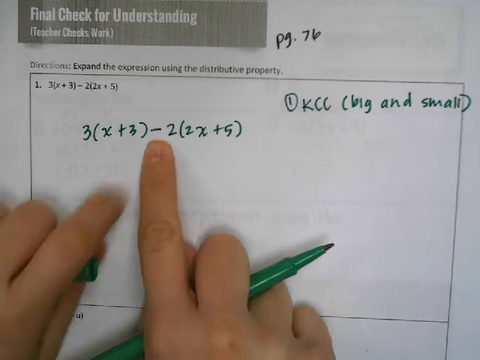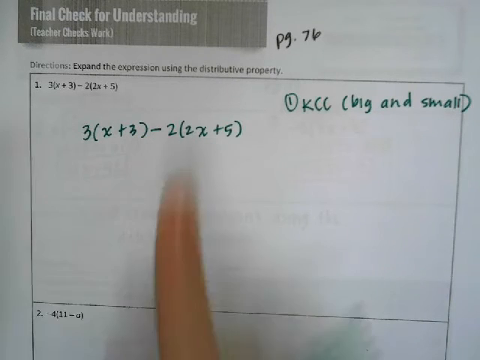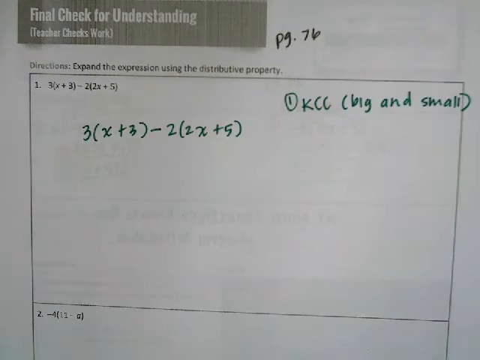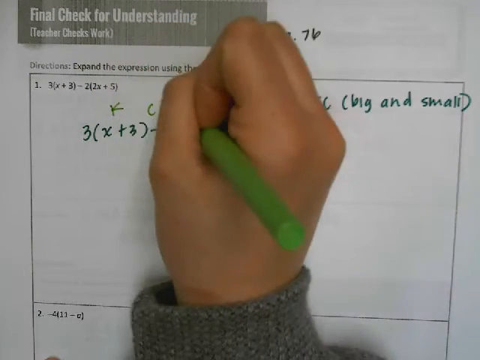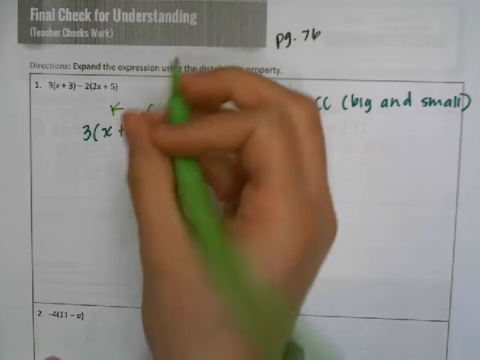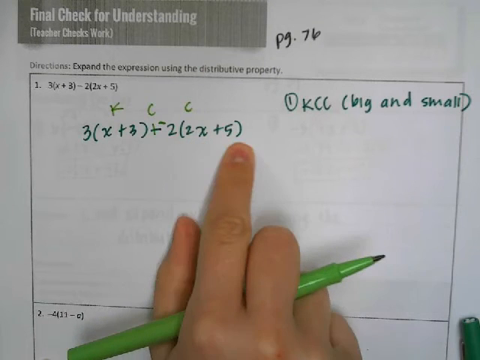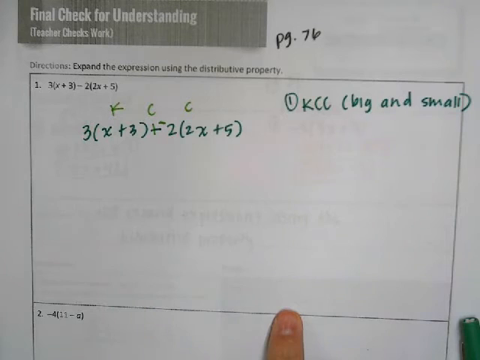So in this case, because the two terms are being separated by this minus sign, it's kind of a big one. So we're going to do the big keep, change first. And I'm going to keep this whole thing the same. I'm going to change and change. So this now becomes plus a negative 2 times 2x plus 5. So that negative is going to belong to the 2 on the outside.